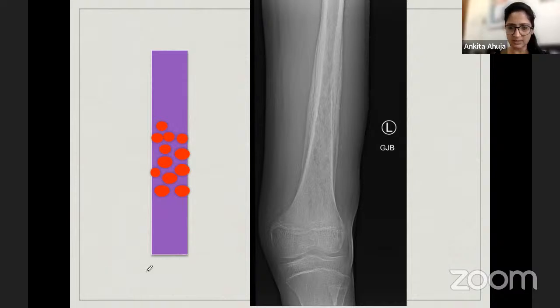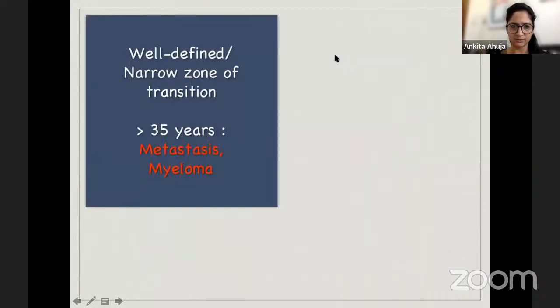Again, in this case, if you try and identify the lesion, you can see that the lesion is these lytic areas, but there are lytic areas scattered all over. You cannot really make out till where it is extending. Is it till here or is it still here only? You don't know where to draw the line. So this is a wide zone of transition, and this makes the lesion aggressive, right?